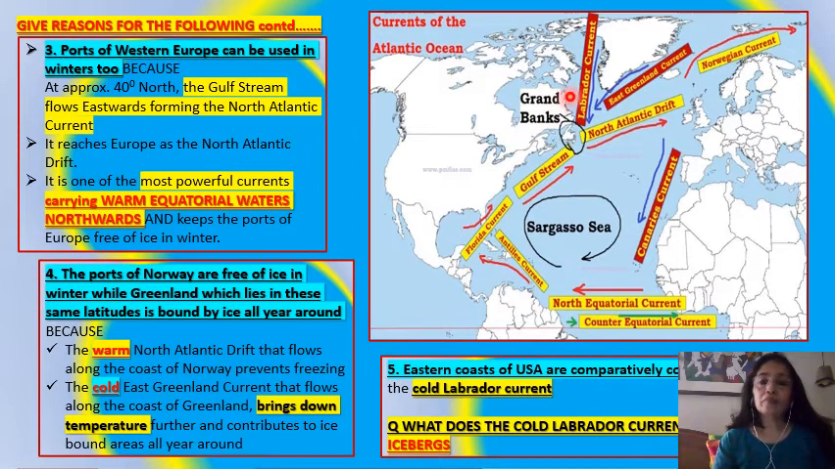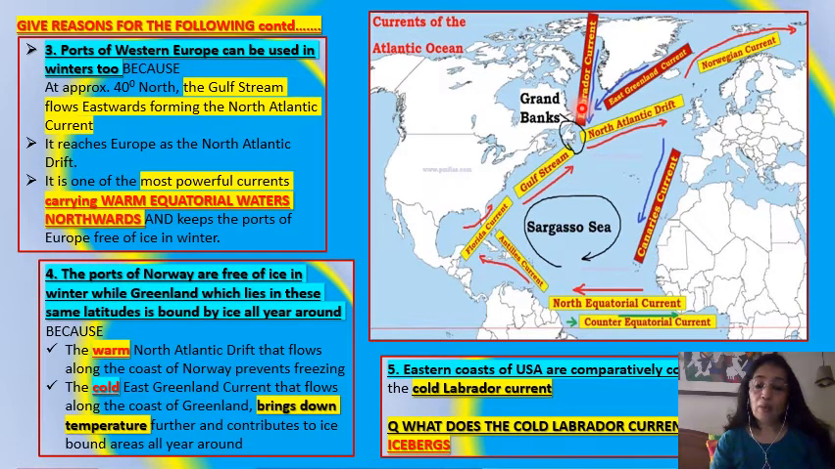Eastern coasts of USA are comparatively colder. Why? Well, this is the east coast. These are the east coasts of USA. The cold Labrador current keeps this east coast cold. This is the east coast of USA. All this, east coast, you have Boston, MIT, Harvard located there, New Jersey. So the east coast of USA is comparatively colder because of the cold Labrador current.